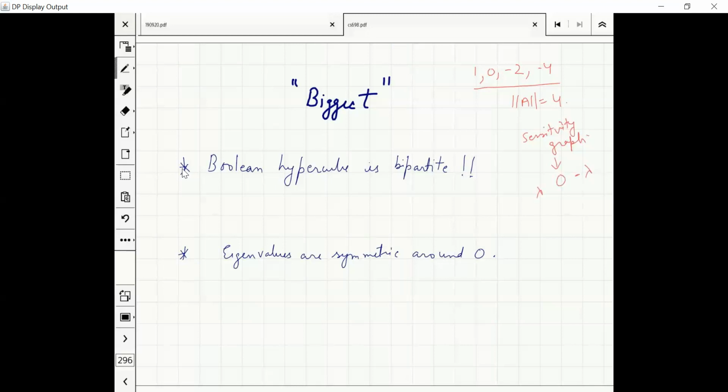First claim is Boolean hypercube is bipartite. Do you agree? If you agree, then you have to give me a partition with which Boolean hypercube is bipartite. I agree.